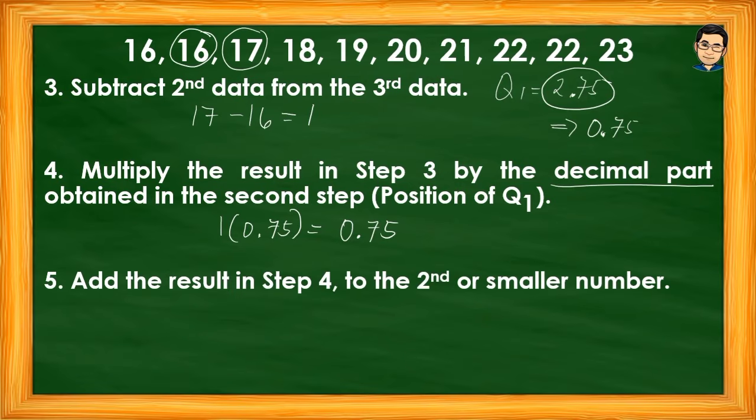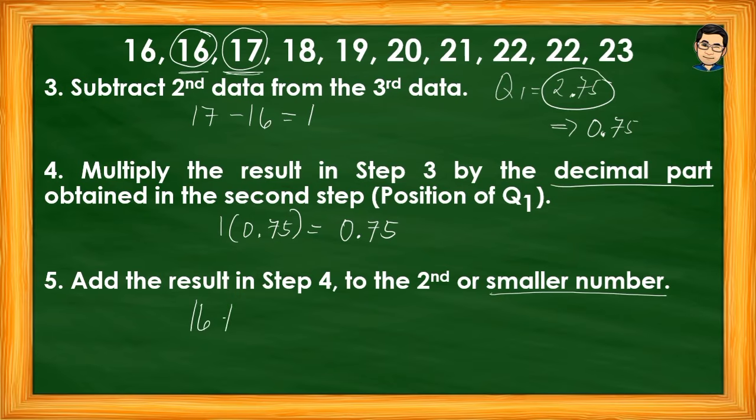Next, add the result in step 4 to the second or smaller number. So, yung 0.75 ngayon, i-add natin doon sa smaller number. So, saan natin makukuha yung smaller number? So, di ba? Yung second data and third data ang kinuha natin, which is 16 and 17. Ayun siya. So, alin ang mas maliit sa dalawa na yan? Of course, 16.